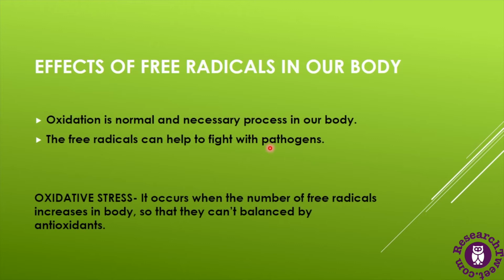But there is a condition where they start damaging our tissues or affecting our cells negatively, and this condition is called oxidative stress. Basically, oxidative stress occurs when the number of free radicals increases in our body and they can't be balanced by antioxidants. Now let's understand what antioxidants are.